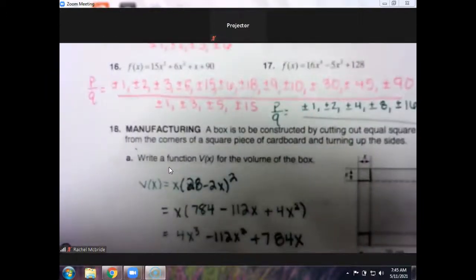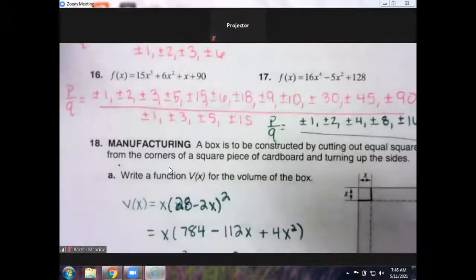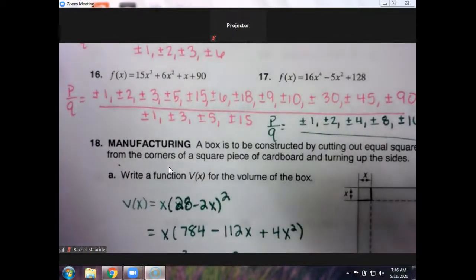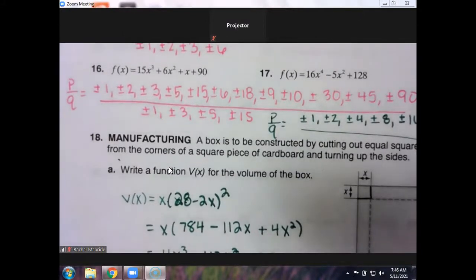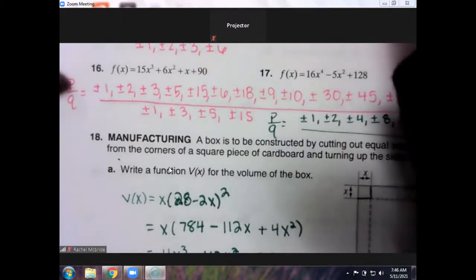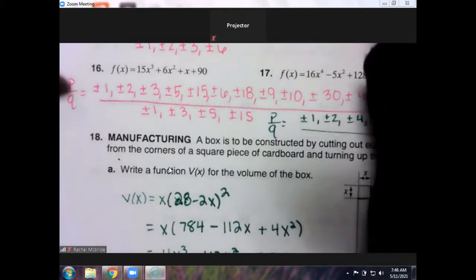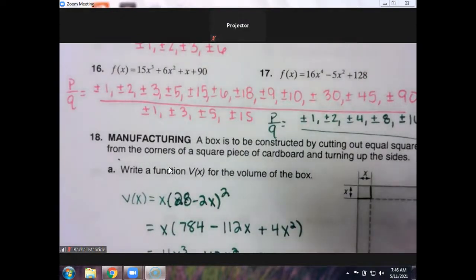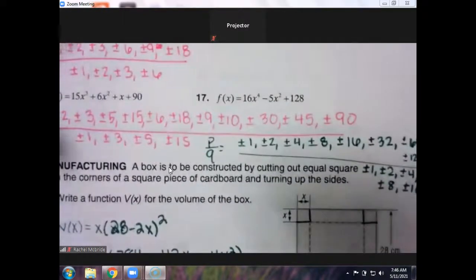Okay, and then 16 got a little messy. Okay, and then 17's in green.